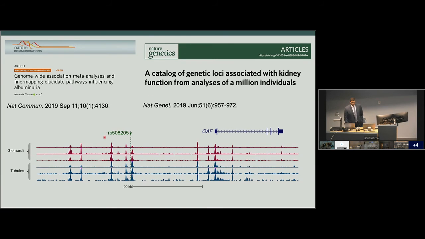For example, this particular SNP was in the middle of nowhere, about 20 kb from any gene, and we can see again that it falls into open chromatin regions or enhancers in glomeruli and tubules, again providing a mechanism. And you might say, what additional information does that tell you?